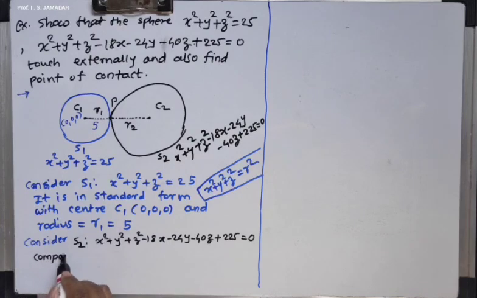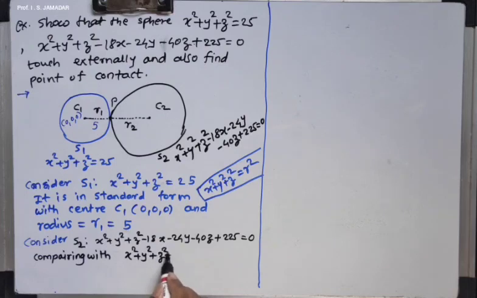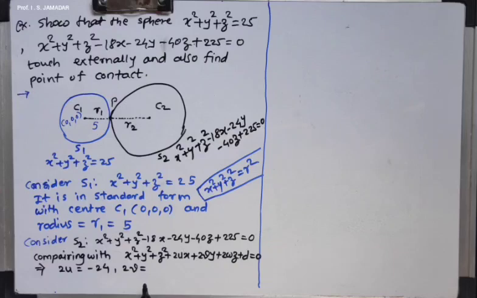So comparing this with the equation x square plus y square plus z square plus 2ux plus 2vy plus 2wz plus d equal to 0, we have 2u is minus 18, 2v is minus 24, 2w is minus 40 and d is 225. So that will be the values of u, v and w.